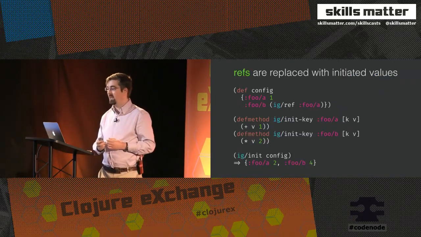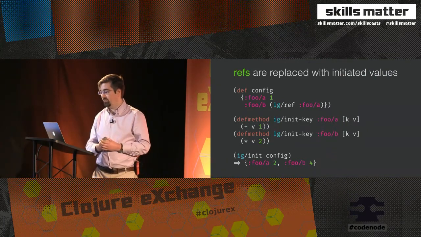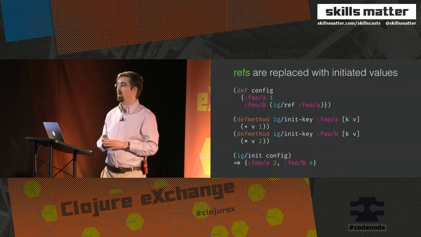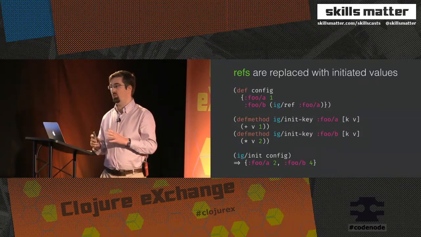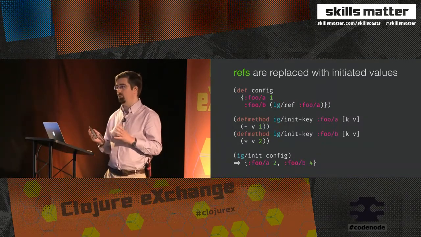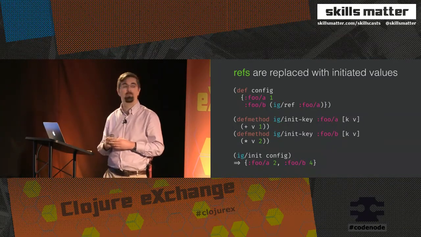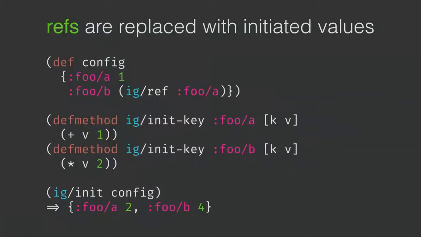And the third rule is refs are replaced with initiated values. So these are integrand refs. They're different from Clojure refs. I'm reusing the word because we've only got so many words in the English language. Sometimes we do need to reuse words in programming. So an integrand ref, ig is the usual abbreviation I use for integrand, refers back to this key here.